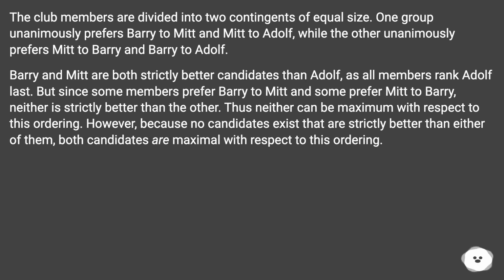But since some members prefer Barry to Mitt and some prefer Mitt to Barry, neither is strictly better than the other. Thus neither can be maximum with respect to this ordering. However, because no candidates exist that are strictly better than either of them, both candidates are maximal with respect to this ordering.